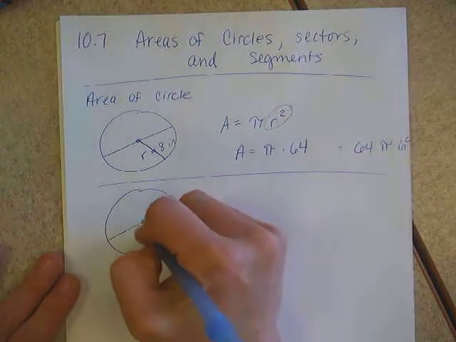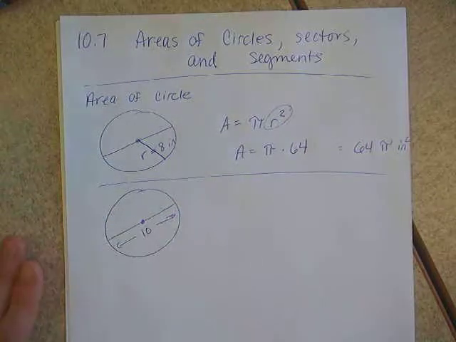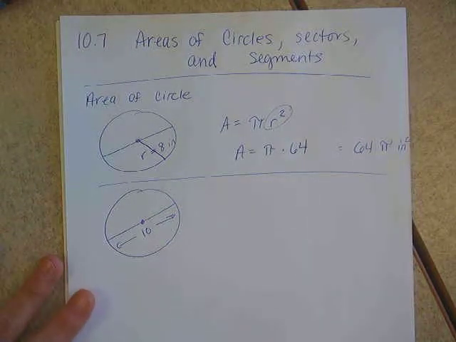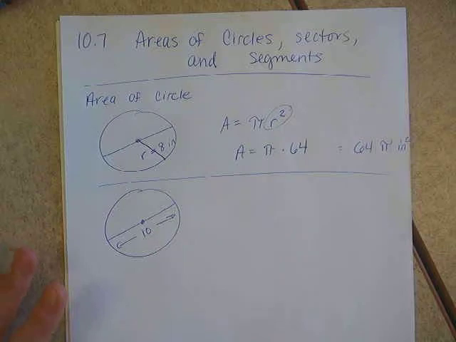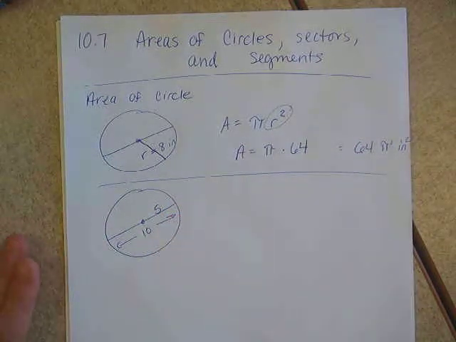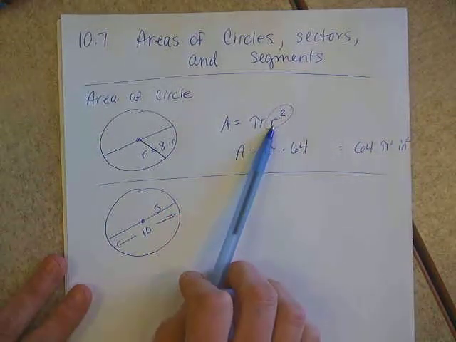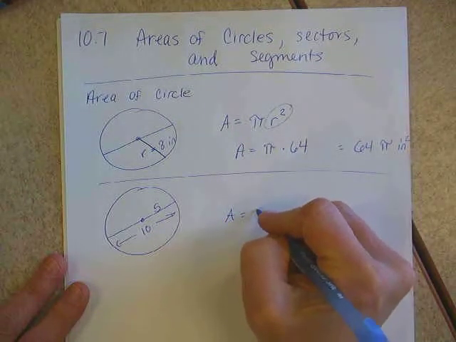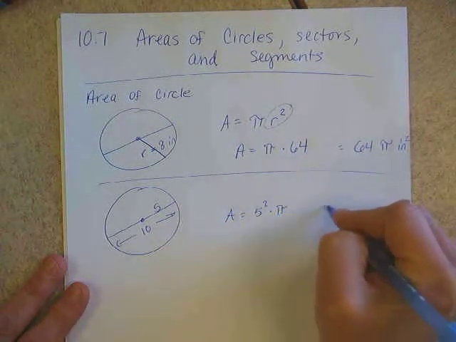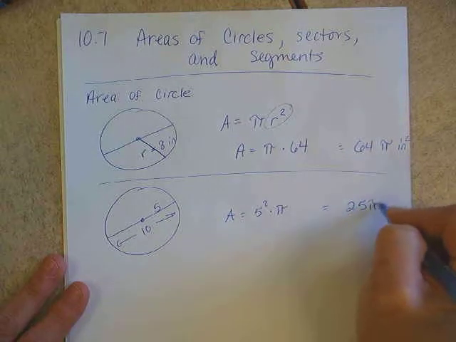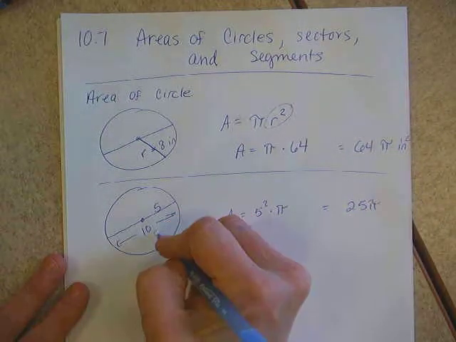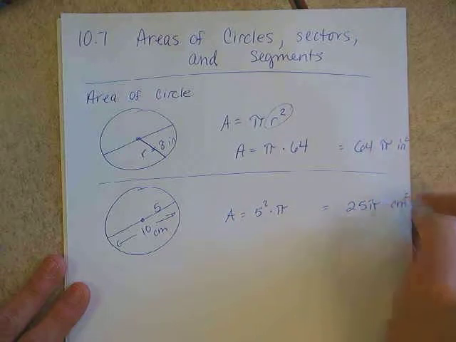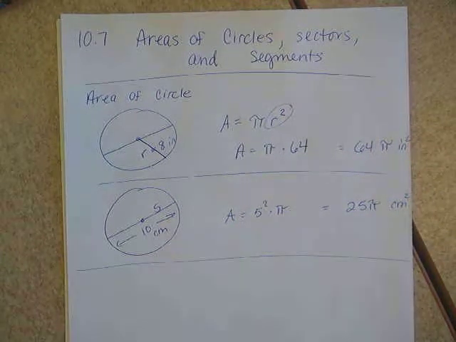On the other hand, if they give you a diameter, say you have a diameter of 10, then you're going to take half of that for the radius, so the radius is 5. We're going to square 5 and plug it in, so the area would be 5 squared times pi, or 25 pi. And we'll say centimeters, so centimeters squared.